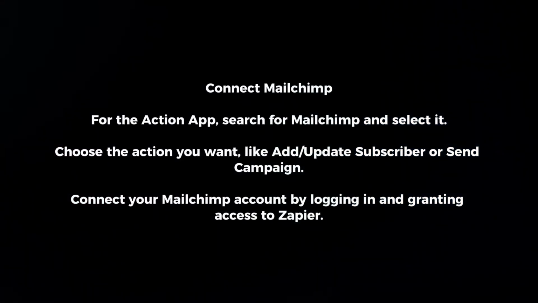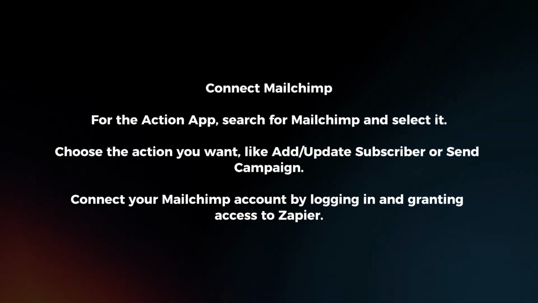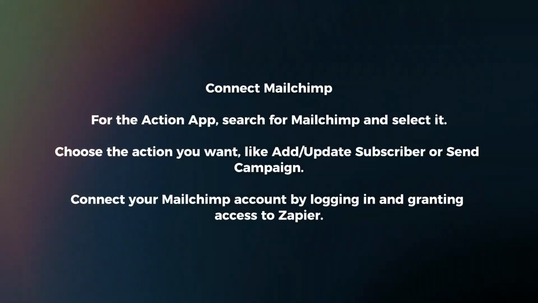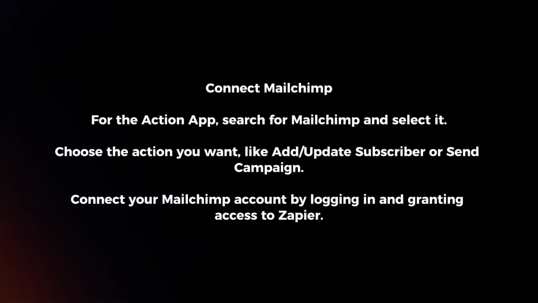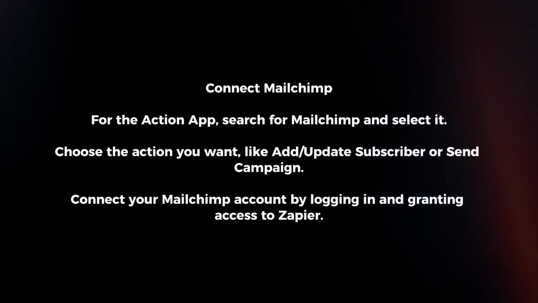Connect Mailchimp. For the Action app, search for Mailchimp and select it. Choose the action you want, like add or update subscriber or send campaign. Connect your Mailchimp account by logging in and granting access to Zapier.